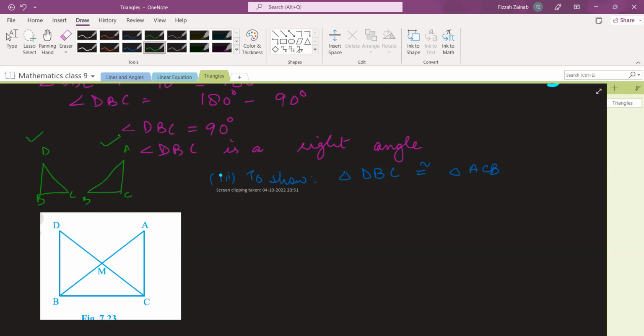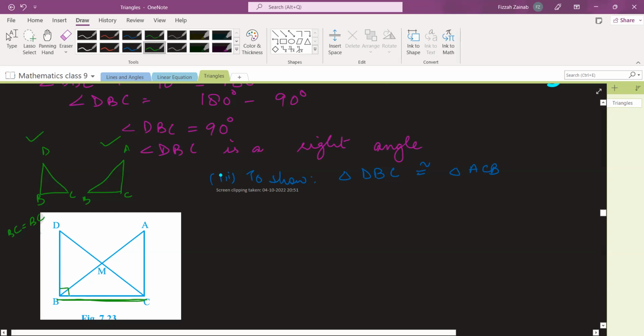Zainab, BC. Yes, BC is a part of both the triangles, right? So at least I have got that BC is equal to BC. And, come on, Zeba. We have just shown that this angle is 90 degrees in the second part, and this was already given as 90 degrees. So at least one angle is 90 degrees in each. So angle B is equal to angle C. Okay, two things I have got. What is the third thing I can get here?